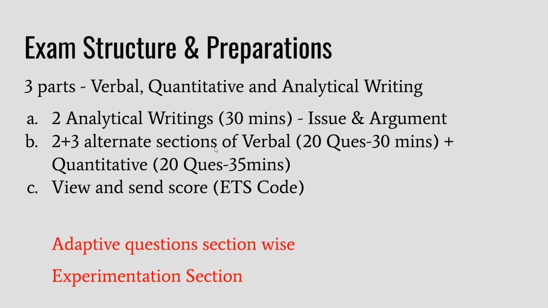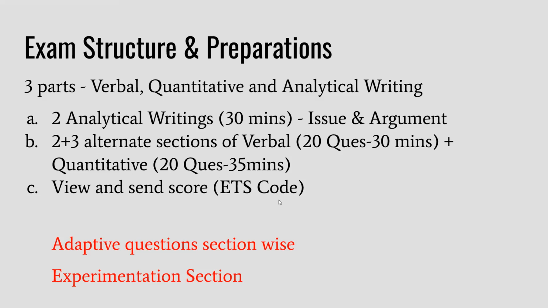5 sections, 2 plus 3 alternate sections of verbal and quantitative. Verbal has 20 questions, and each verbal section will have 30 minutes. For quantitative, you will have 20 questions and 35 minutes for each section. I'm saying alternate, but the start is random. After your essay, it may start with a verbal section or a quantitative section. If it starts with verbal, your sequence will be verbal, quantitative, verbal, quantitative, verbal. If it starts with quantitative, it will be quantitative, verbal, quantitative, verbal, quantitative. Okay, that is clear to you.